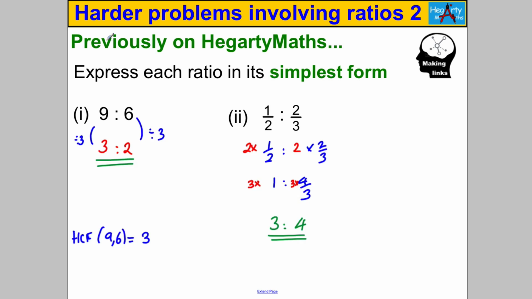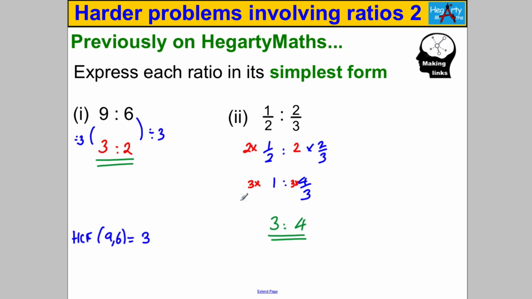So I would have expected you to be able to simplify both of these. The first one wasn't simple because the highest common factor of 9 and 6 was 3, and you could divide both sides by 3. The second one wasn't simple because they were fractions, and when a ratio is in simplest form, they must both be integers. So we've done questions like that before. Go back to your building blocks if you don't know how to do those.